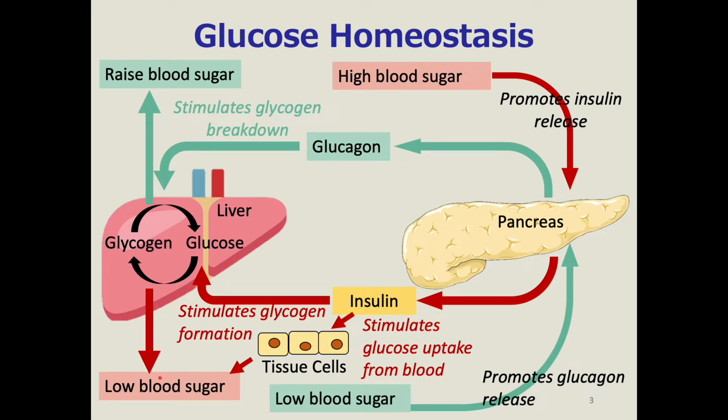Likewise, the blood glucose level will be reduced. When the blood glucose levels are reduced, it will promote glucagon secretion from the pancreas, and when the glucagon is secreted, it will stimulate glycogen breakdown. So the glycogen is converted to glucose. Likewise, it will increase the blood sugar levels.